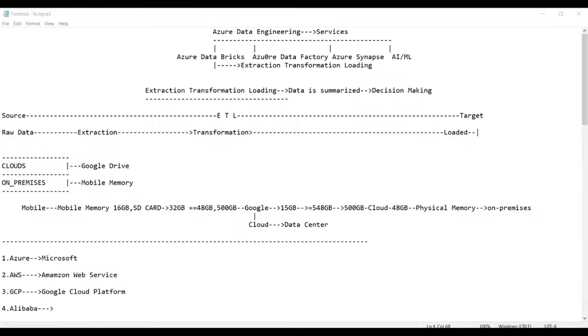Combinedly, we'll see a type of a project, anyways. A case study, you can say, not exactly the project. Case study, I can see.